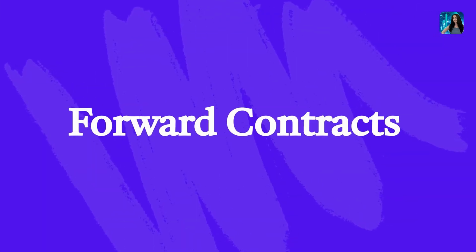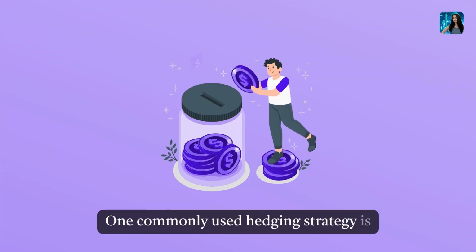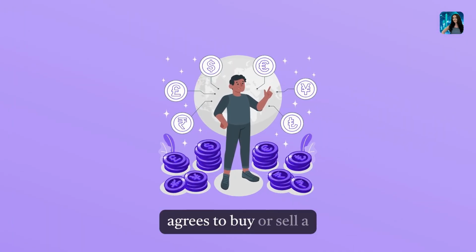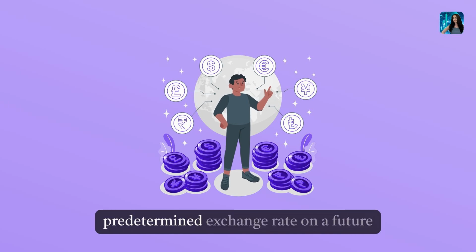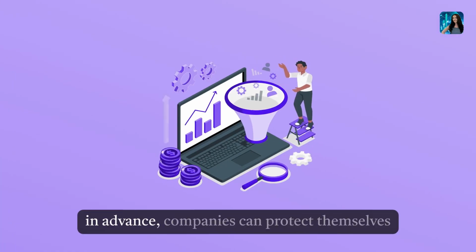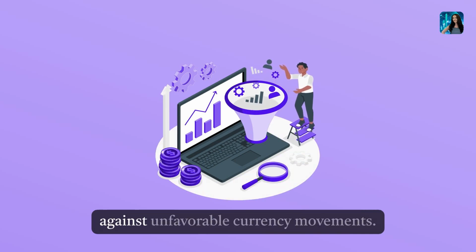Forward contracts. One commonly used hedging strategy is the forward contract. With a forward contract, a company agrees to buy or sell a specific amount of currency at a predetermined exchange rate on a future date. By locking in the exchange rate in advance, companies can protect themselves against unfavorable currency movements.